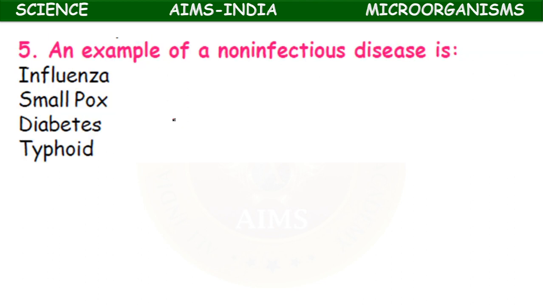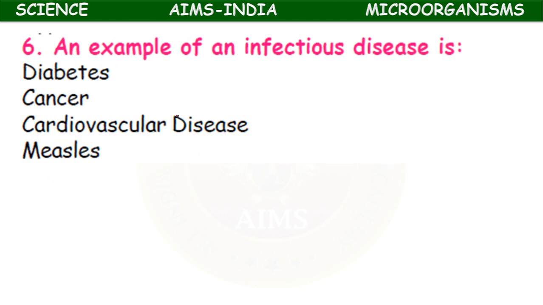Next, an example of a non-infectious disease is, here the options: influenza, smallpox, diabetes, typhoid. So except diabetes, all the remaining are infectious diseases. The question is an example of a non-infectious disease, that is diabetes.